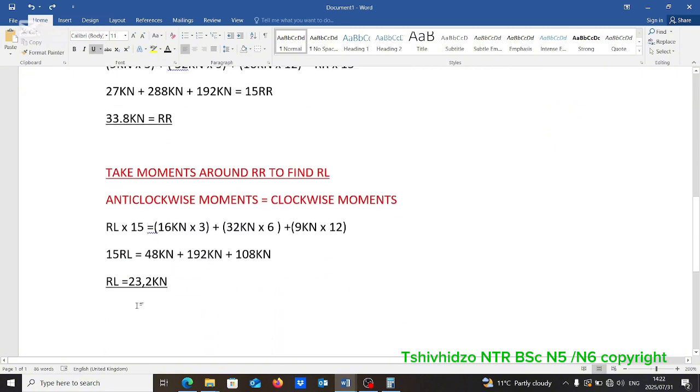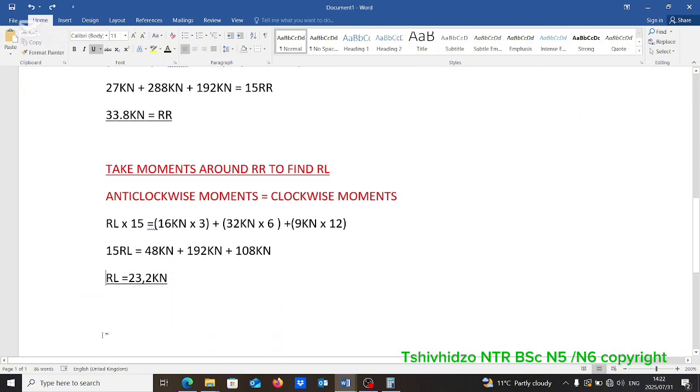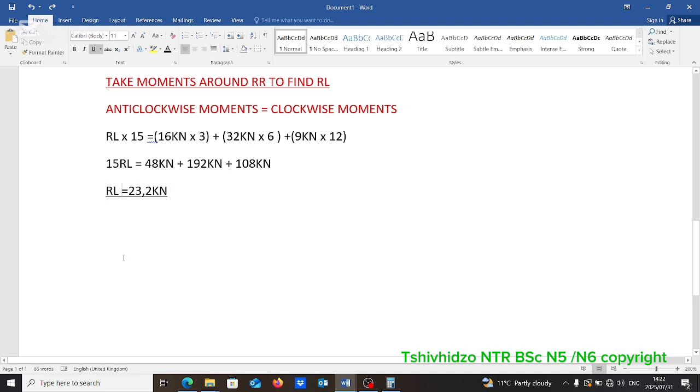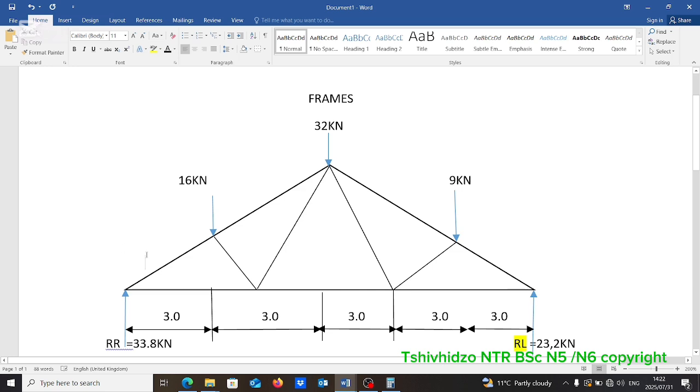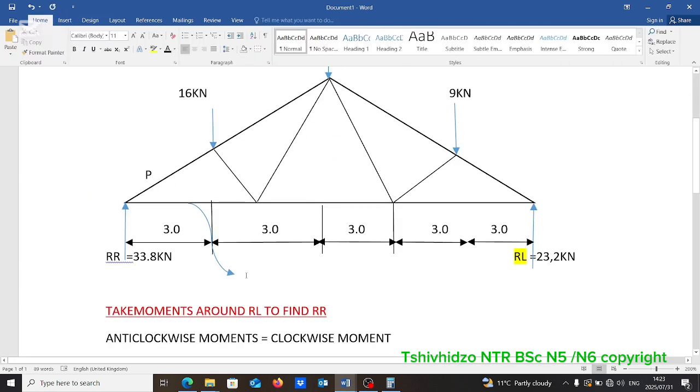Now let's go to the second step. Step 2 is to determine the value of P and the value of Q. If you check your question paper, you will see that this is P and Q. It's where we are going to start to design.